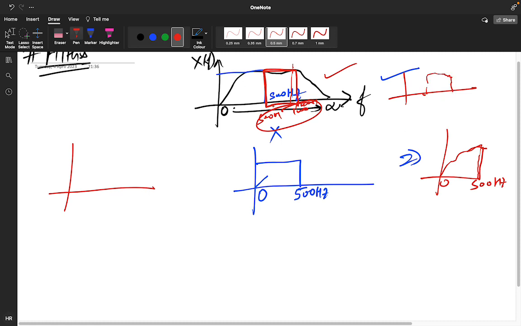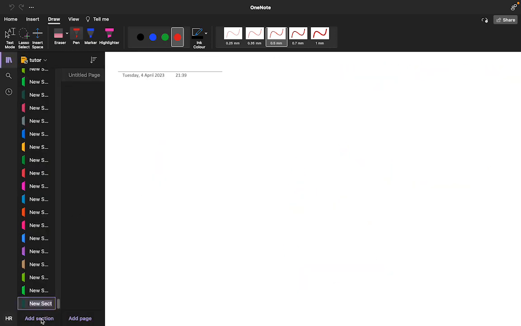And suppose you want to reject a band of frequencies. If you want to reject this part, the result will be like this, where this part gets rejected. To do these things we are designing the filter. How will you design the filter?